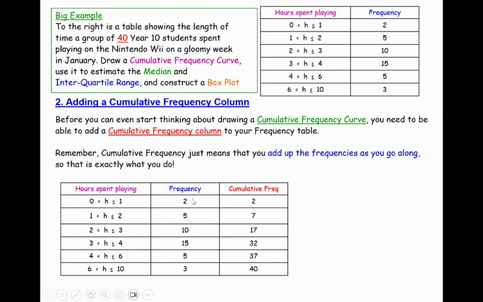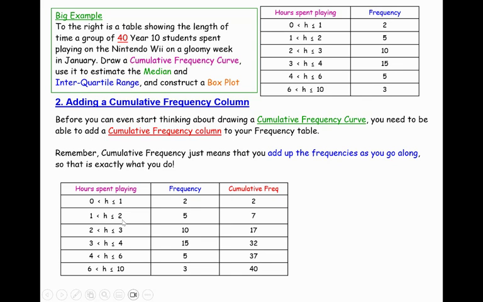Now, we started off with 2 students playing between 0 to 1 hours. So again, these are the first 2 students who only play between 0 and 1 hour. So the cumulative frequency obviously would have to be the same number, which is the first 2 students. Then we have another 5 students who play between 1 and 2 hours.